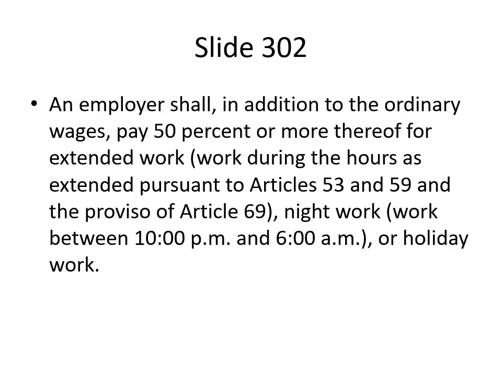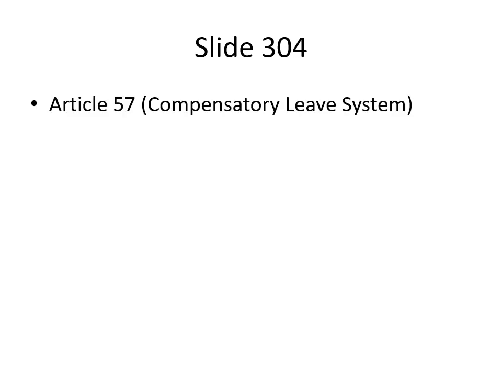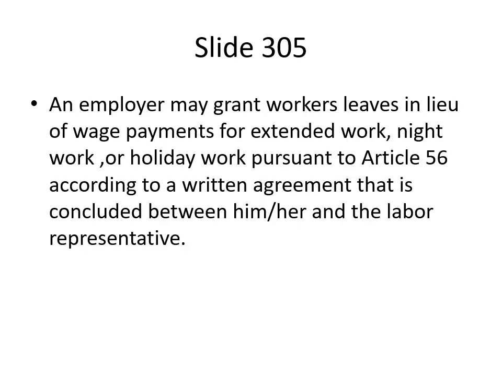Article 56. Extended, night or holiday work. An employer shall, in addition to the ordinary wages, pay 50% or more thereof for extended work during the hours as extended pursuant to Articles 53 and 59 and the proviso of Article 69, night work between 10 p.m. and 6 a.m., or holiday work. Article 57. Compensatory leave system. An employer may grant workers leaves in lieu of wage payments for extended work, night work, or holiday work pursuant to Article 56 according to a written agreement that is concluded between him, her and the labor representative.